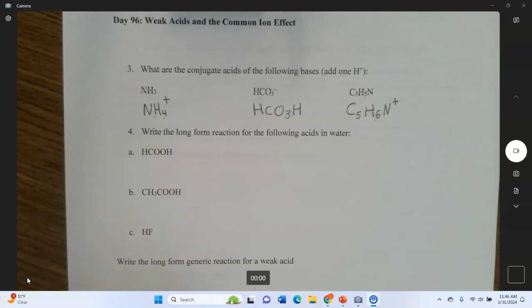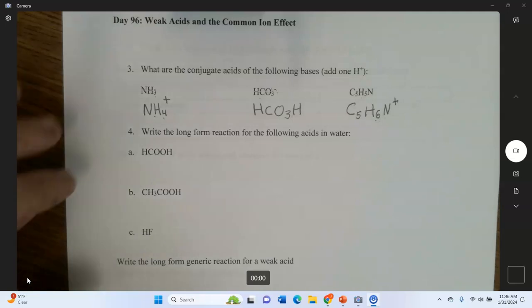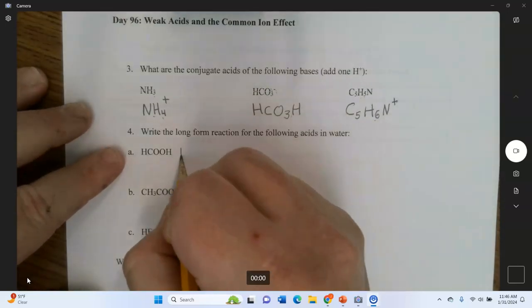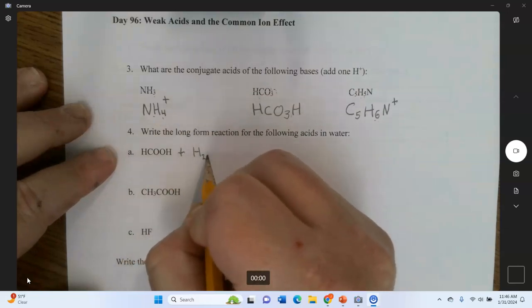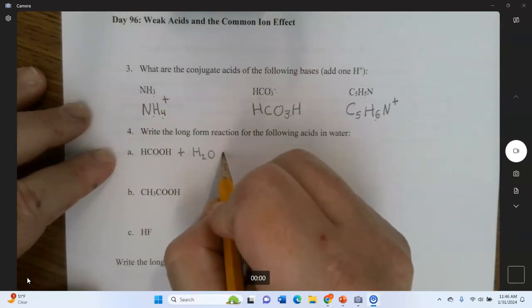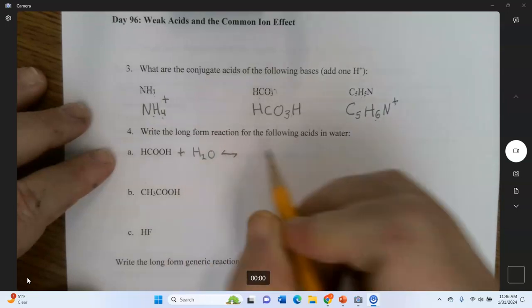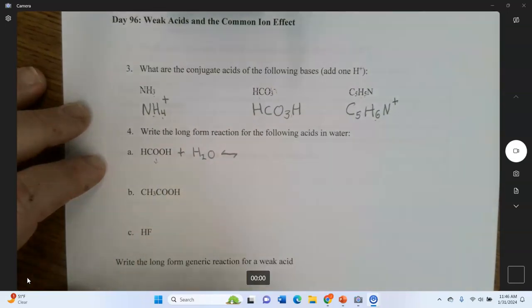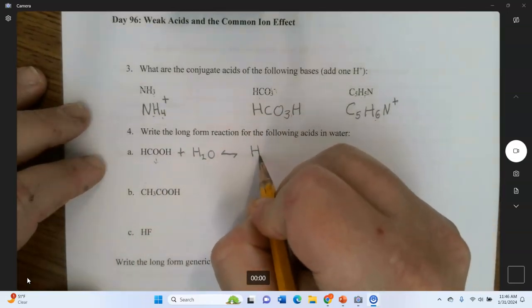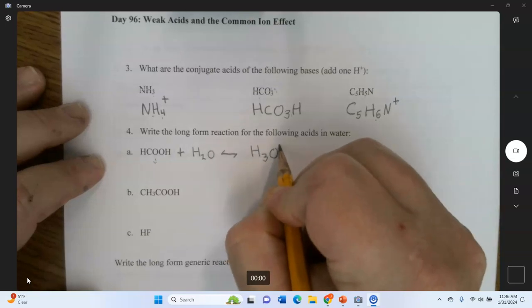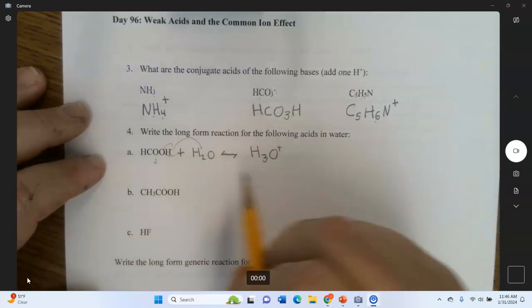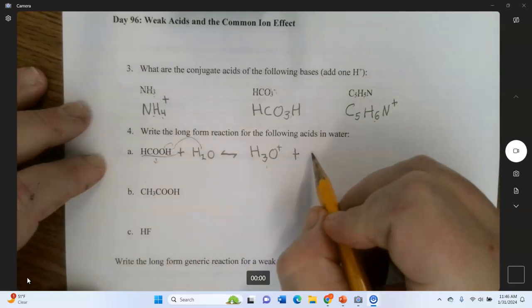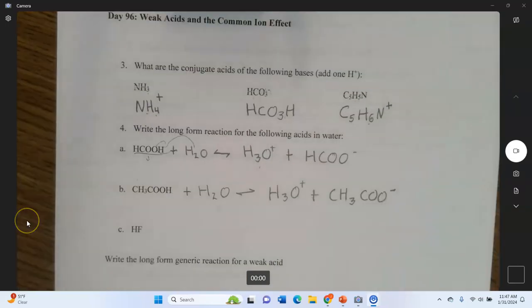Write the long form reaction for the following acids in water. So the long form is this. I'll just go ahead and continue it from here. You add H2O. It's a weak acid, so it's a reversible reaction. You know it's weak because it's not one of the 7 strong acids which you need to memorize. When this proton jumps over onto the water, it becomes a hydronium ion, and then you have the rest of this as a conjugate base.